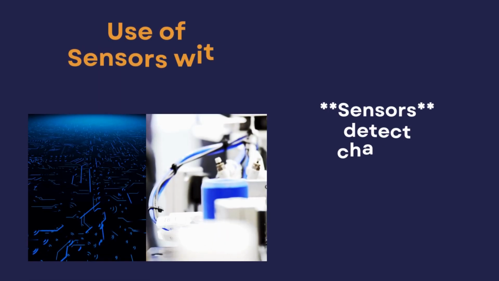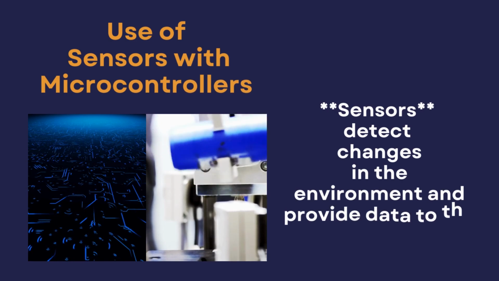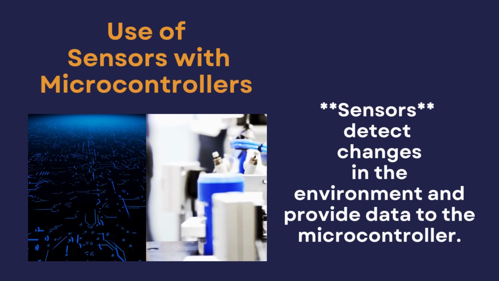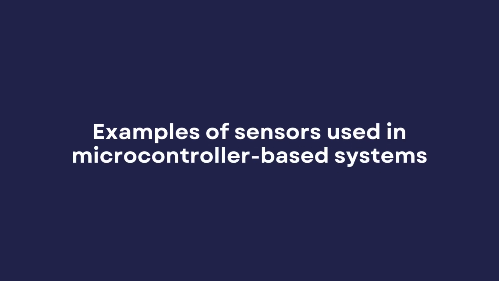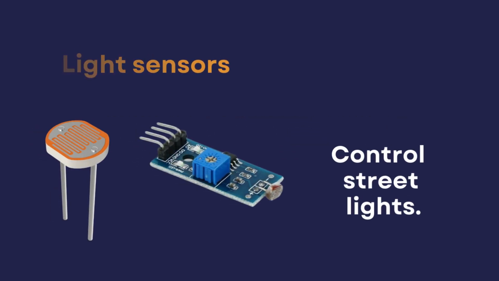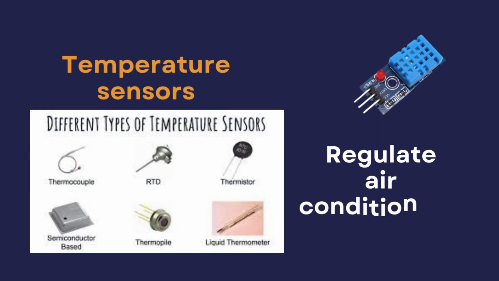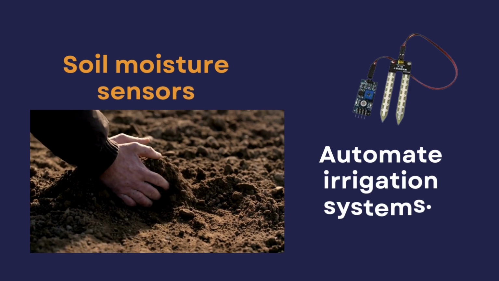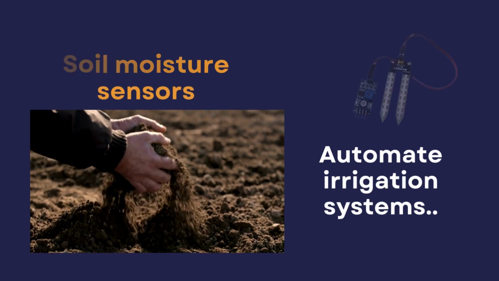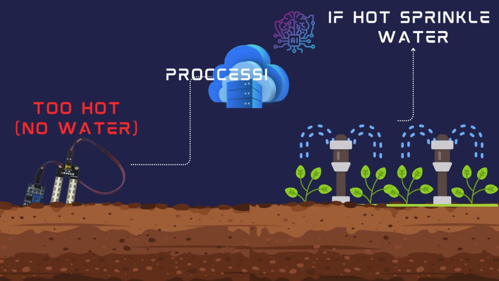Use of sensors with microcontrollers. Sensors detect changes in the environment and provide data to the microcontroller. Examples of sensors used in microcontroller-based systems: light sensors control street lights; temperature sensors regulate air conditioners; soil moisture sensors automate irrigation systems. When a sensor detects a change, the microcontroller processes the data and triggers an appropriate action.